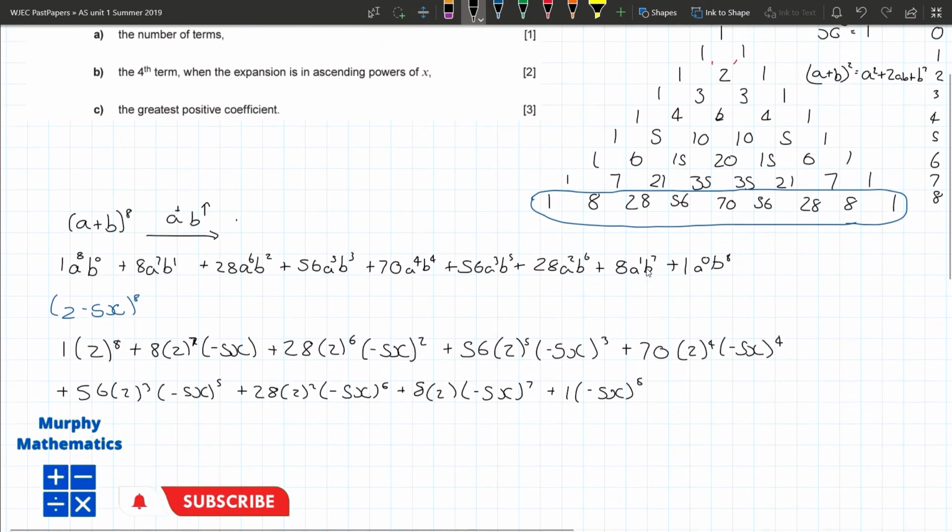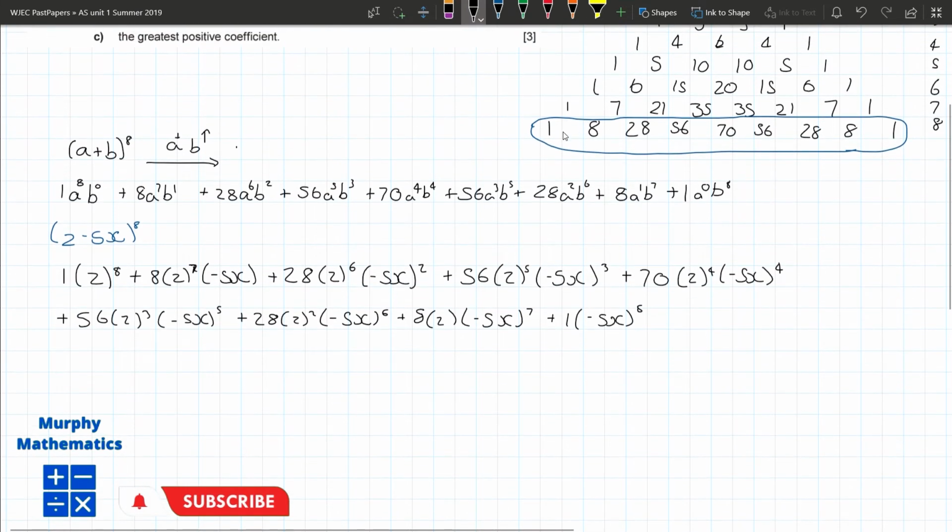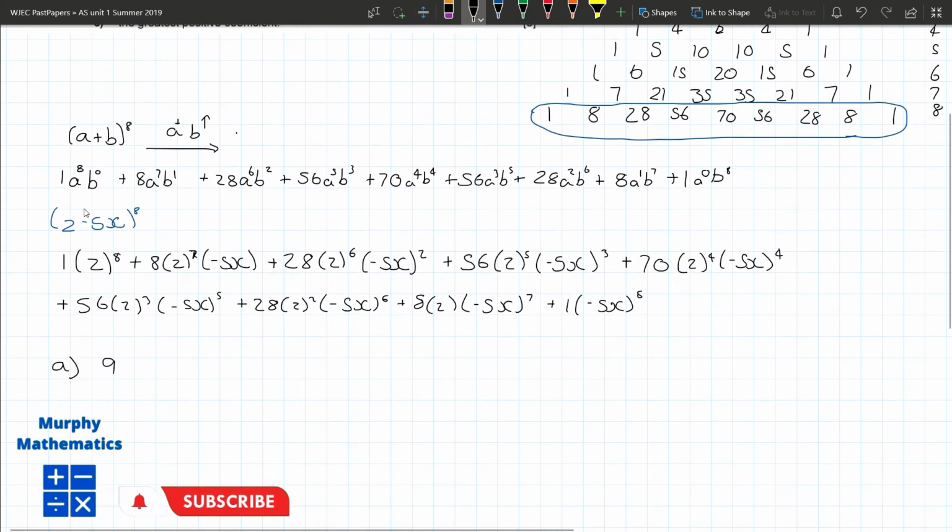We've been asked to find the number of terms, so we could have worked that out just from using these coefficients. We will have 1, 2, 3, 4, 5, 6, 7, 8, 9. So for a, we can have 9. We'll just have 9 terms. And we can use what we've already done: 1, 2, 3, 4, 5, 6, 7, 8, 9. So we know a is 9.